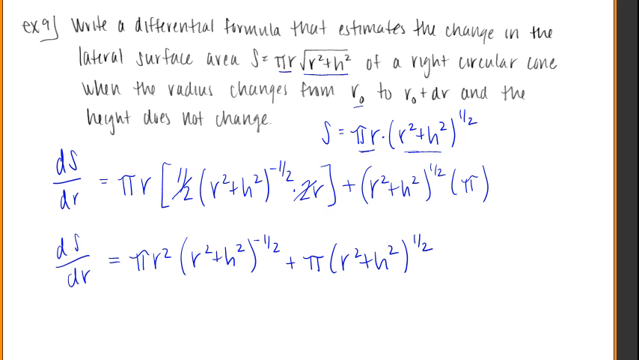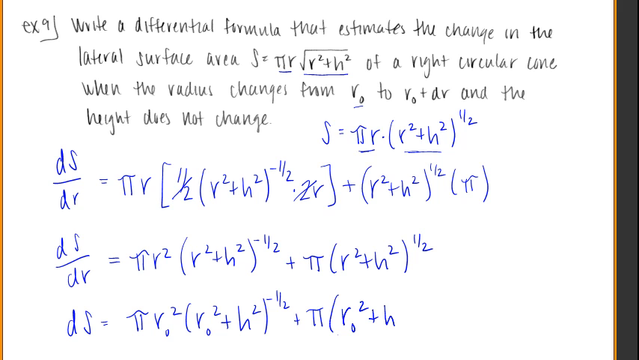Okay, so the difference here, when all they want us to do is to write a differential formula, what that means is obviously, first of all, we want to solve this for dS, and then instead of having r's, we want r naughts. So pi r naught squared times r naught squared plus h squared to the negative 1/2 plus pi times r naught squared plus h squared to the 1/2, and all of that dr. And it's as simple as that.